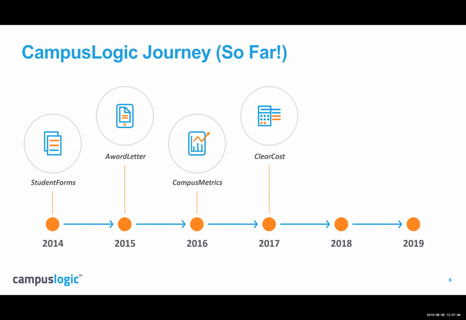In 2017, we moved more upstream, where we launched our Clear Cost product, which is an industry-leading net price calculator that provides a much higher accuracy of estimate to students of what they're actually going to be packaged for. It's a highly customizable and powerful tool for helping your students determine how they're going to pay for college.